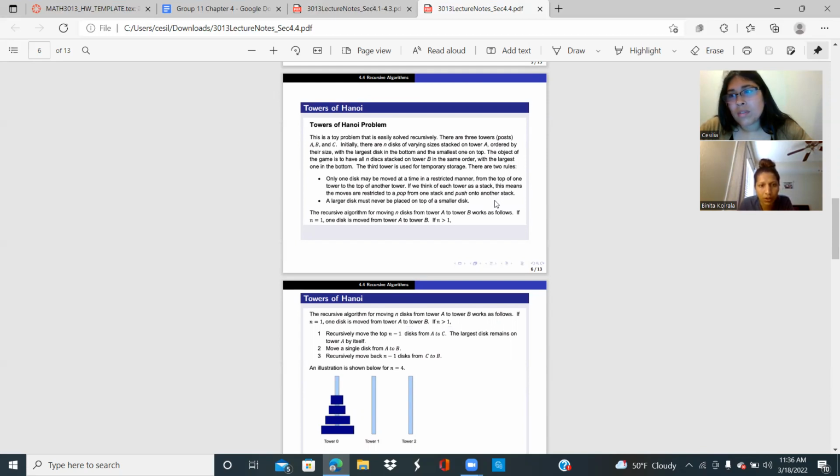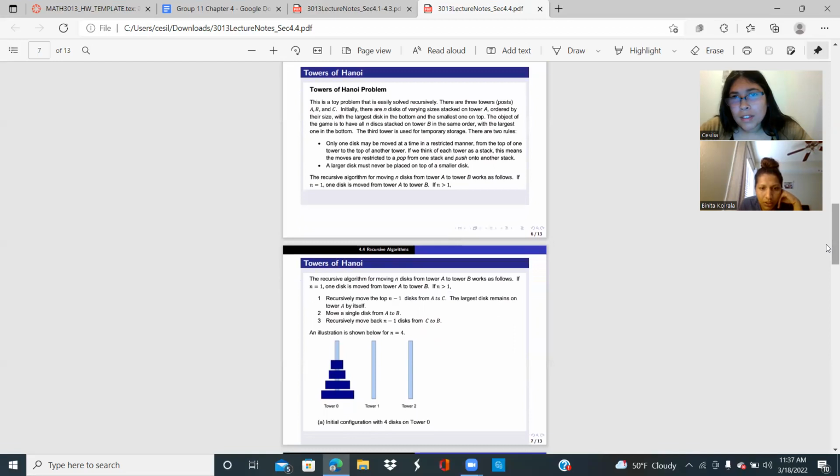The recursive algorithm for moving n disks from tower A to tower B works as follows. If n equals 1, one disk is moved from tower A to tower B. If n is greater than 1, then Towers of Hanoi.